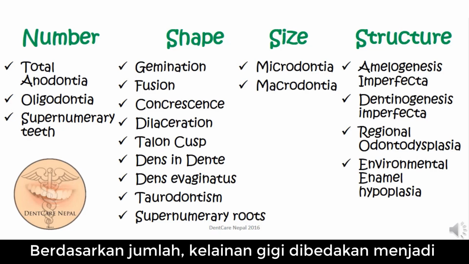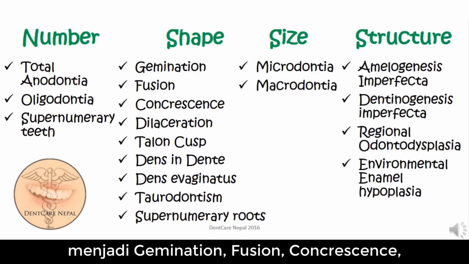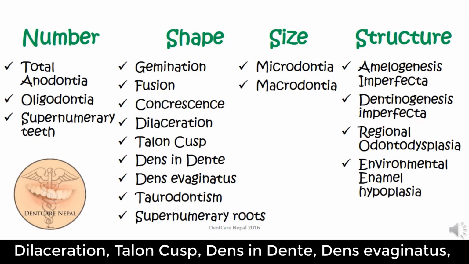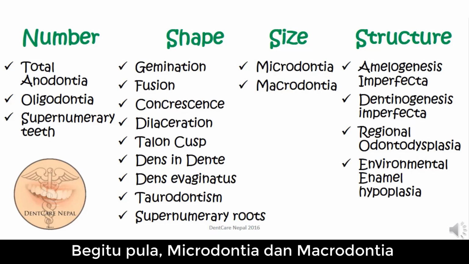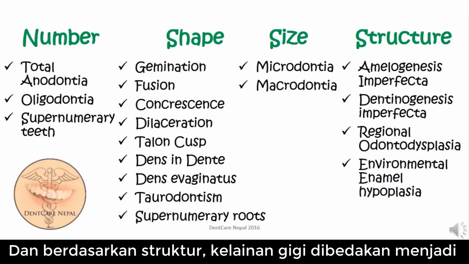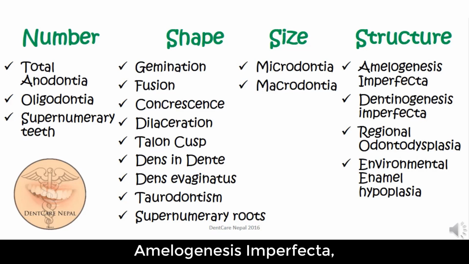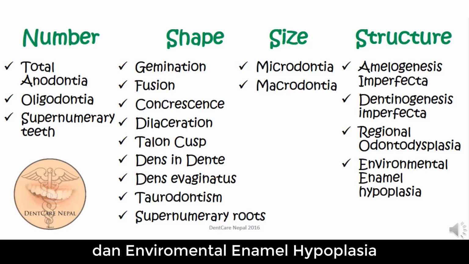Based on the number, the developmental defect can be total anodontia, oligodontia or supernumerary teeth. Similarly, based on shape, we have gemination, concretions, dilaceration, talon cusp, dens invaginatus, dens evaginatus, taurodontism, or supernumerary. Similarly, either microdontia or macrodontia may be present based on the size of the tooth, and on the basis of the structure, amelogenesis imperfecta, dentinogenesis imperfecta, regional odontodysplasia or environmental enamel hypoplasia can be present.